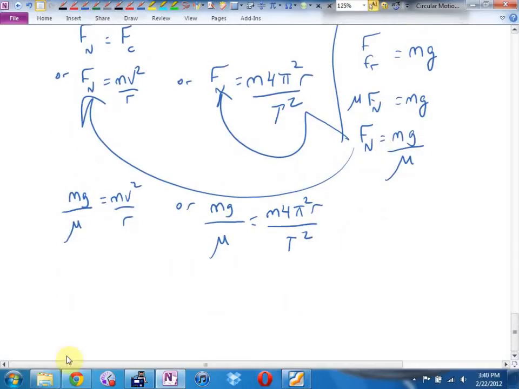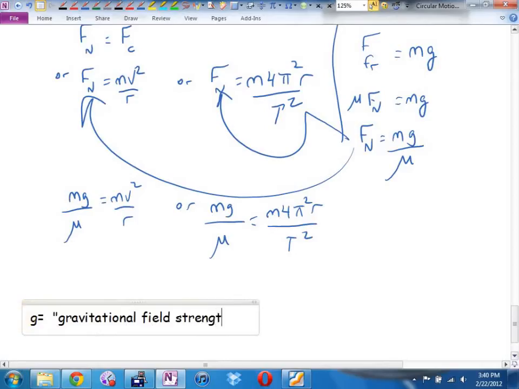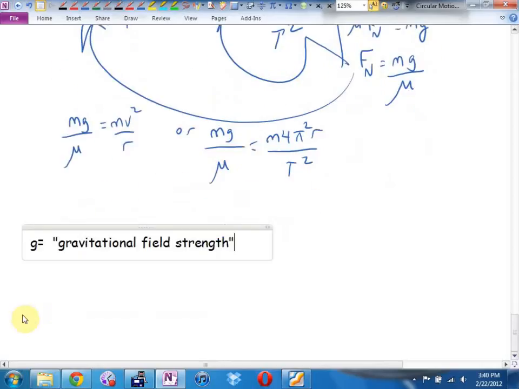Last thing I want to talk about a little bit here is lowercase g, which is what we called gravitational field strength. That's not the last thing. Can you also make sure I talk about vertical circle Ferris wheel questions?